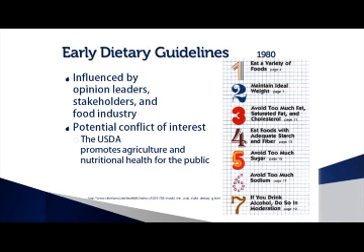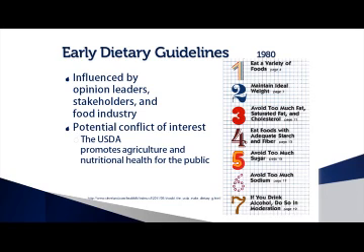Early on, opinion leaders and stakeholders had more influence on dietary guidelines than scientists. The initial recommendations to eat less of a certain nutrient, like fats, simple sugars, and cholesterol, raised the ire of stakeholders like the cattle, dairy, egg, and sugar industries. Another concern was the potential conflict of interest in the Dietary Guidelines advisory process.